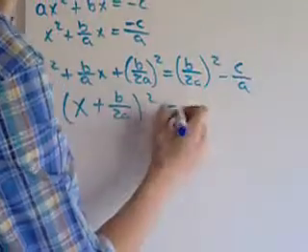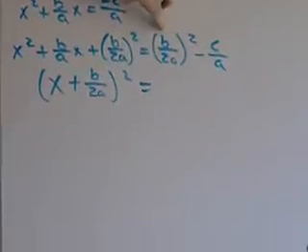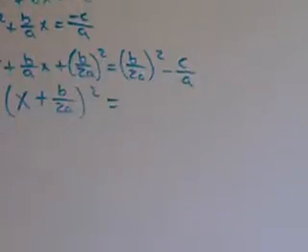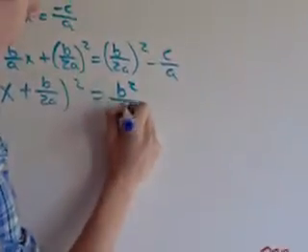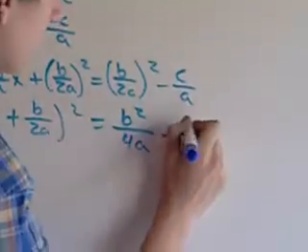And on the other hand, I'm going to do b to the second power and divide that by 2 times a to the second power, which would look like b squared divided by 4a squared. I'm just doing this squared, minus c divided by a.